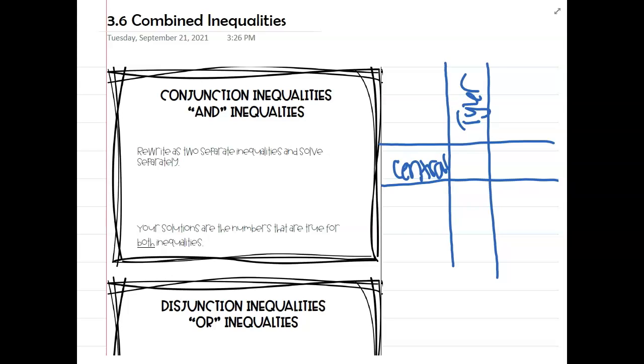Whenever we talk about what's called a conjunction, which is an and inequality, this is whenever you take two inequalities and put the word and in between them. The solution to this inequality is the solution that works for both inequalities. It has to be a solution for both.